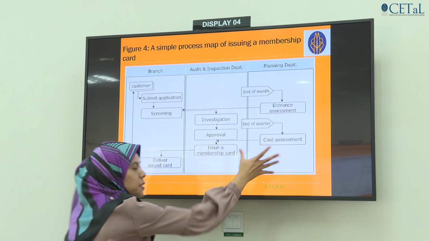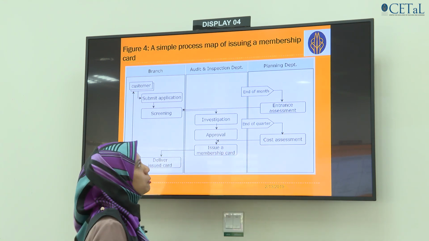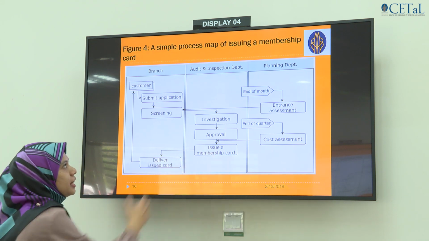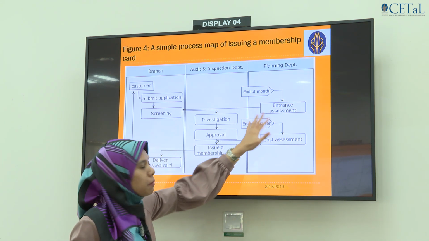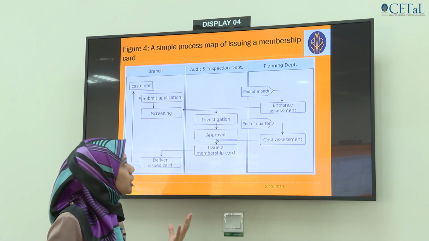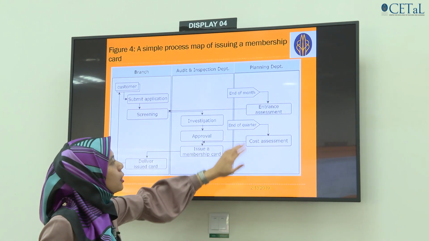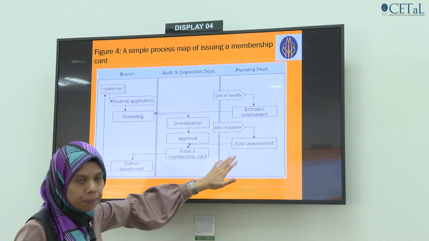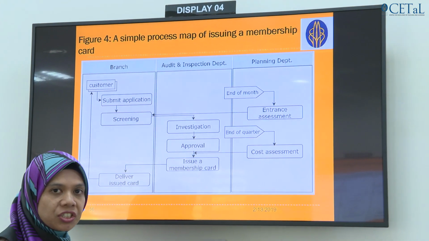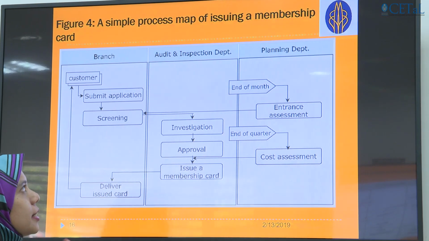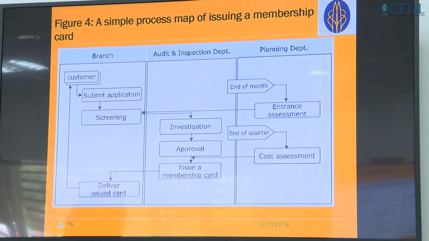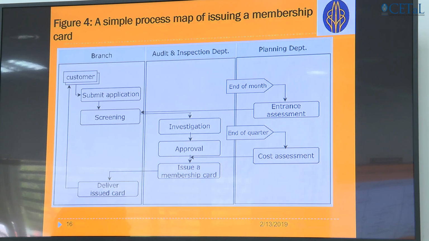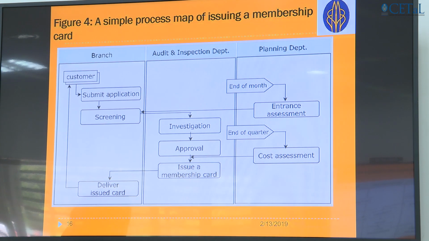There'll be other processes that you understand by interviewing people. For example, the planning department will conduct entrance assessment to actually make sure that they are allowed to get a membership, or cost assessment, payment, or their financial analysis and so on. So this is what is being done, or called the process output for the process analysis, the second step.